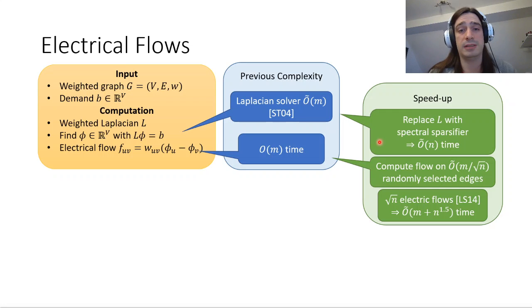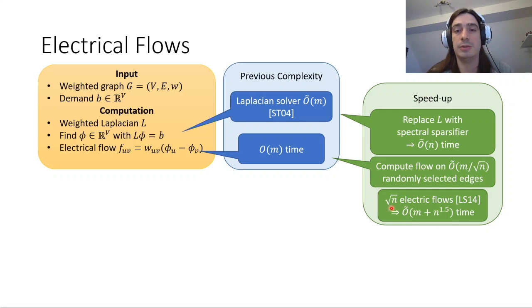The second part is we would have to compute the difference for every edge. That's going to take a lot of time. Let's sample a random set of edges of size, let's say, m over root n, and we only compute the flow on this subset. So we don't compute the entire flow, we just sparsify the flow here. All right, and the idea is if we do both of them, then we can get this m plus n to the 1.5 bound that we had.